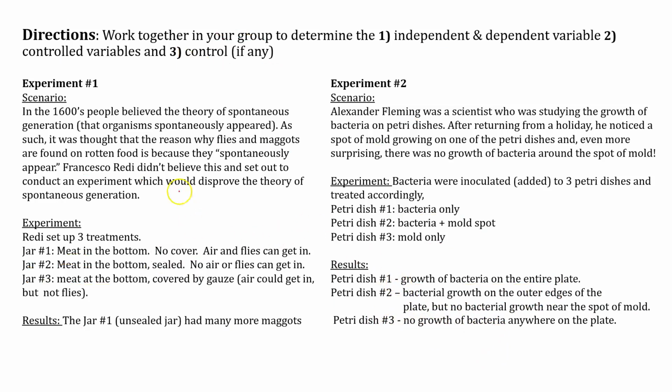So consider these. See if for each one you can figure out the independent and dependent variable. Then think about some of the controlled variables that are important. And then lastly, if they have a positive or a negative control. Go ahead and pause it and work through these.